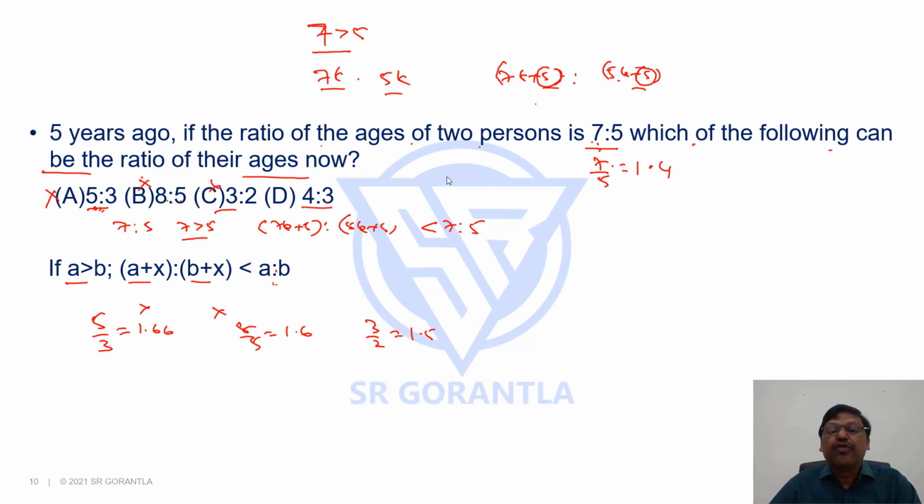Let us take 4 by 3. 4 by 3 is 1.33. The ratio has come down or not? Yes. Because 7 is greater than 5, when you are adding the same number to both the terms, the ratio will be less than 7:5. Hence, the only possible answer is 4:3, right? So these are a few important points on concepts of ratios.